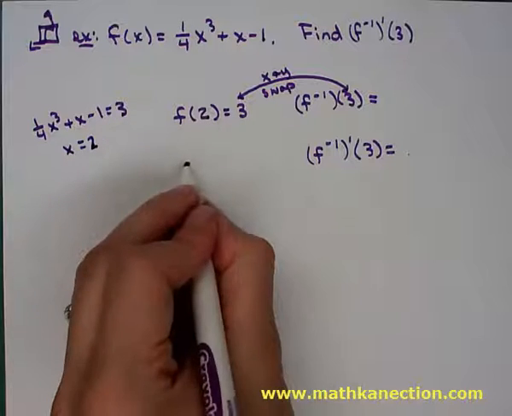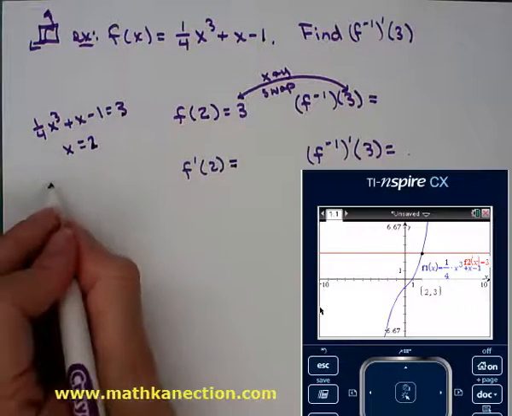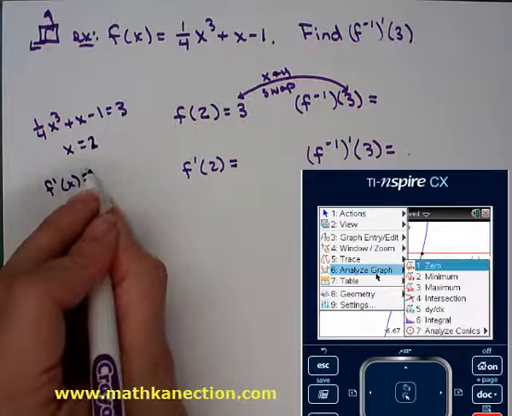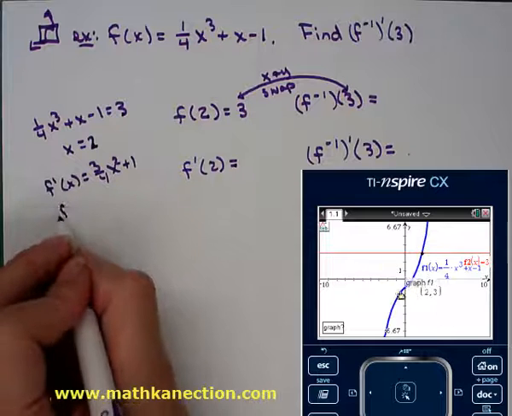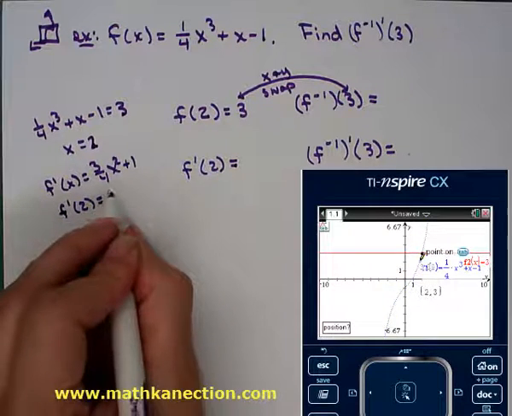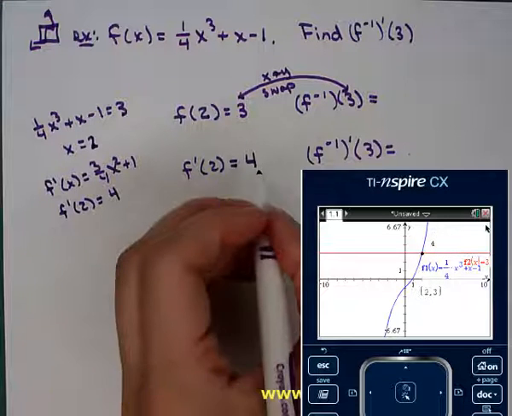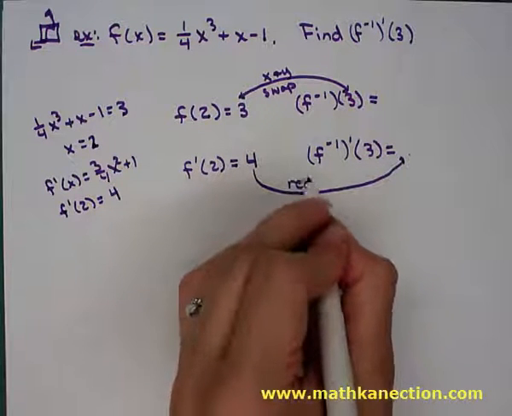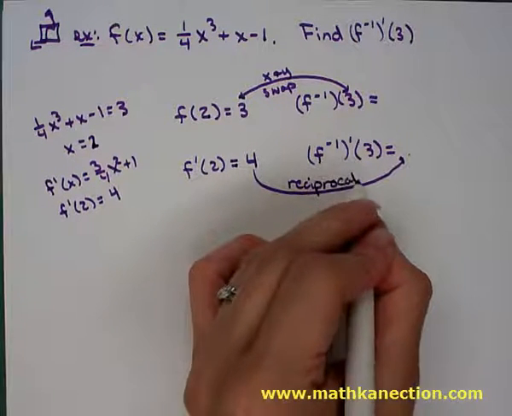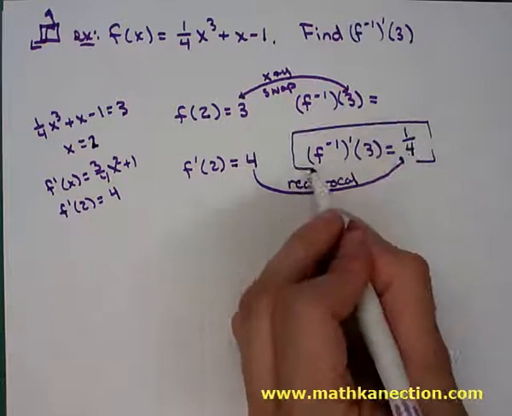So we know f of 2 is equal to 3. Now we need f prime of 2. To get f prime of 2, you can either take the derivative by hand or using the TI, analyze the graph, dy dx, and find out the value of f prime of 2 is equal to 4. Reciprocaling our answer, f prime of 2 is equal to 4, so then the derivative of the inverse at 3 is equal to 1/4.